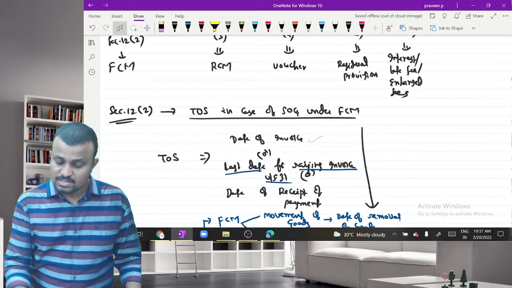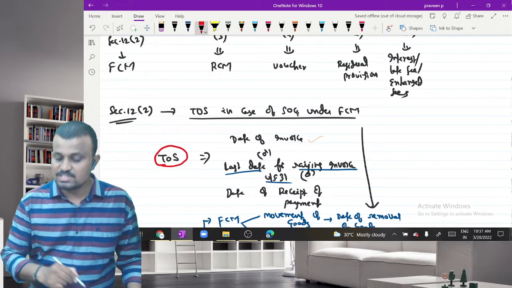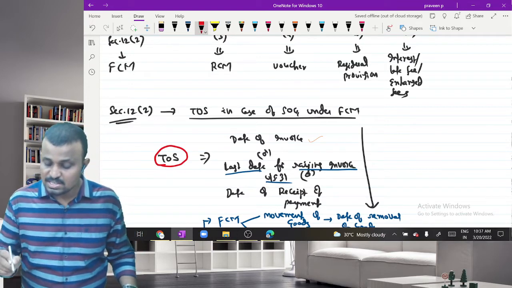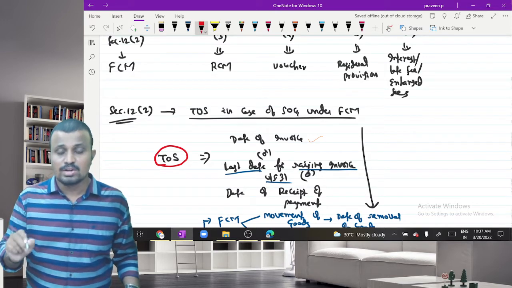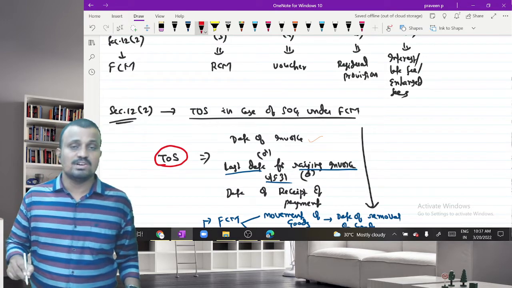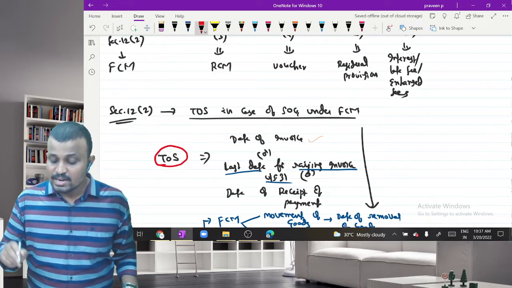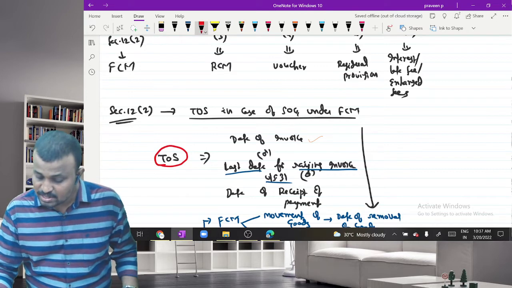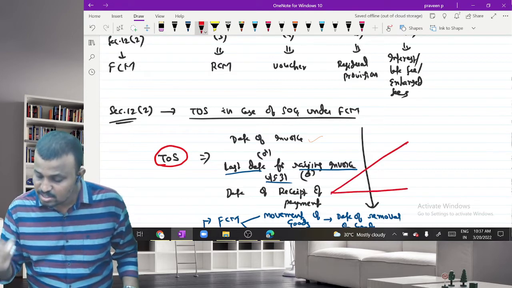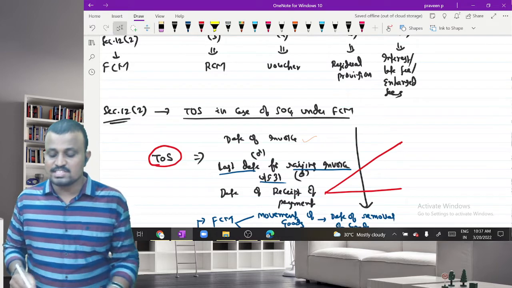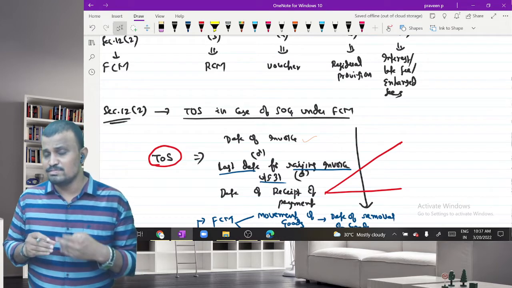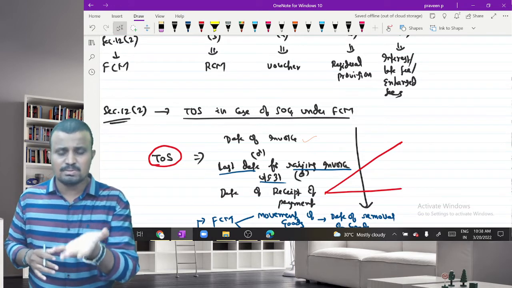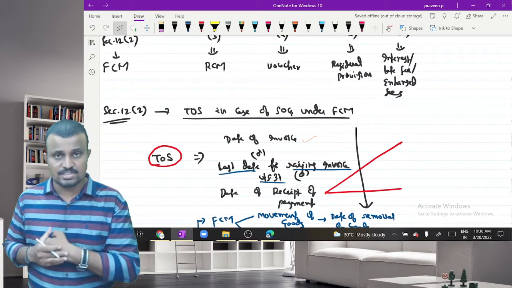So coming to this one, what is the time of supply in case of supply of goods under forward charge mechanism? It is the date of invoice or last date for raising the invoice as per section 31, or date of receipt of payment, whichever is earlier. So what is meant by date of receipt of payment? For example, if the amount is paid in cash by the receiver, then the date of receipt of payment is the date on which cash is received.